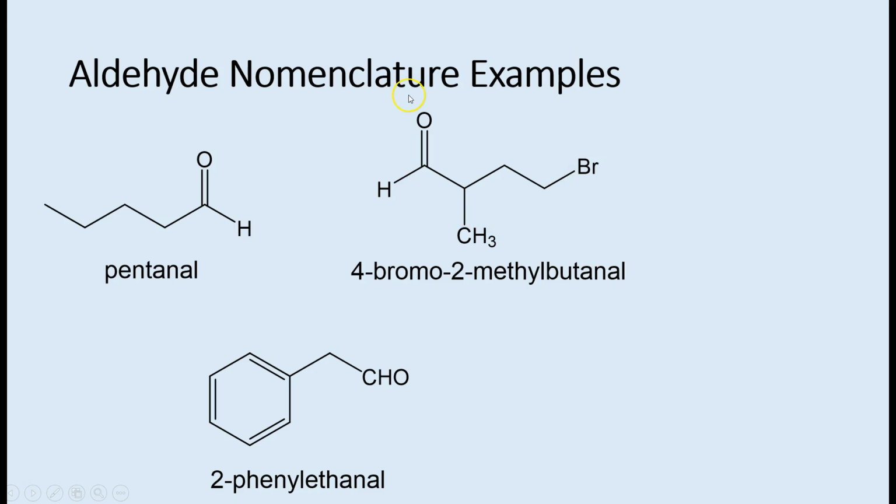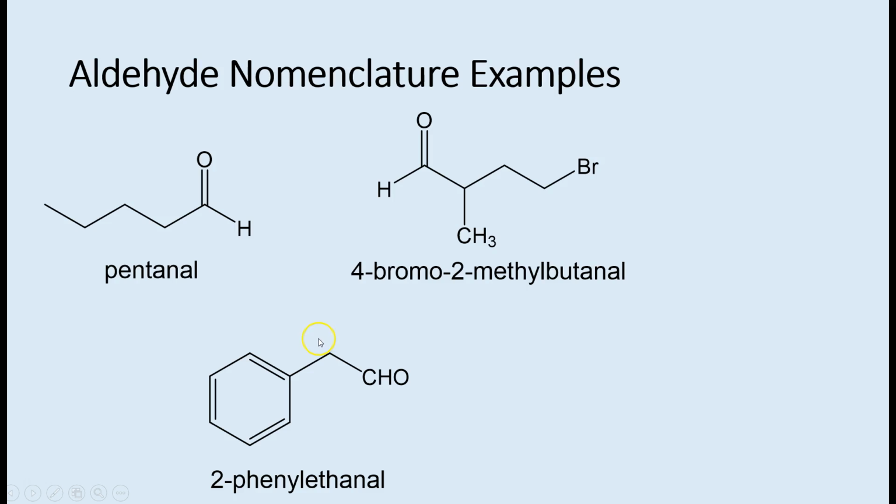It contains 2 substituents, a bromo and a methyl. And we're once again going to name those in alphabetical order. So the bromine is on carbon 4, 1, 2, 3, 4. The methyl group is on carbon 2. And therefore, this is 4-bromo-2-methylbutanal.